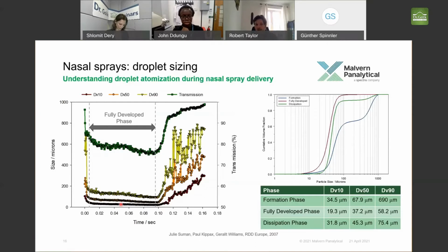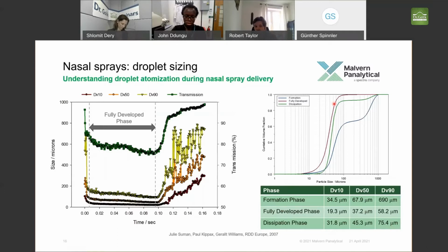But we can measure the particle size distributions of each of these stages. So you have the formation phase there. You can see the D10, D50, D90, you have the fully developed phase and then the dissipation phase as well. In this case, we can display this as an undersize chart. If you're familiar with this, it's a cumulative frequency curve. So the first 10% relates to the D10, the 50% relates to the D50, and the 90th percent relates to the D90, okay?